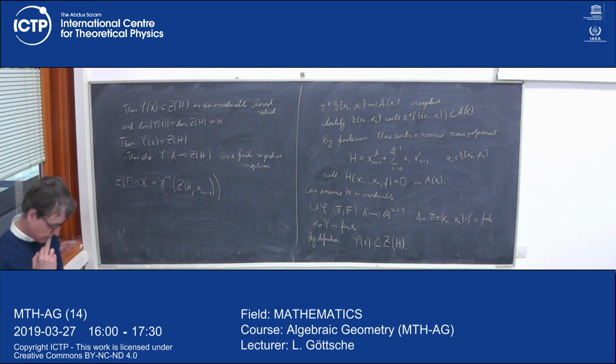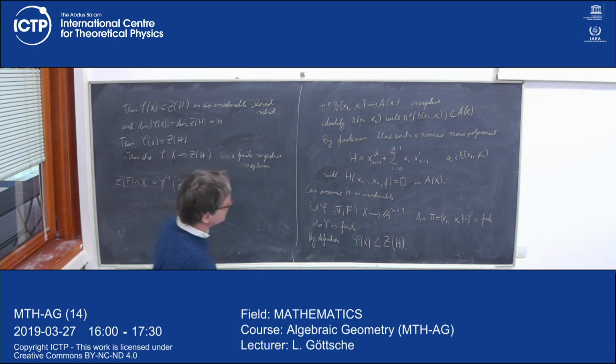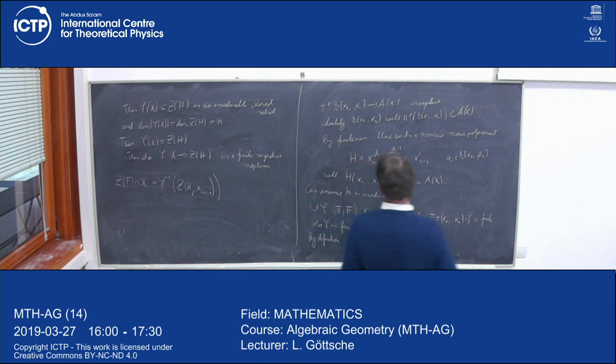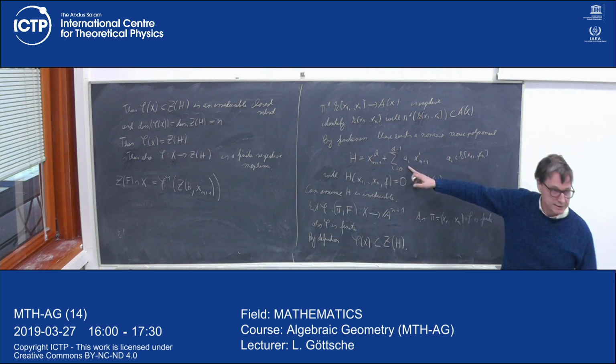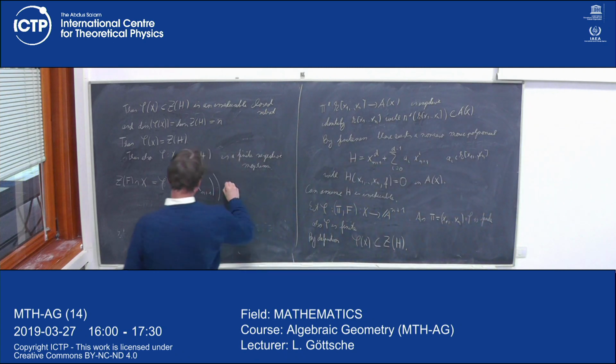Okay, so we have this. But now, if in this equation we put x_{n+1} equal to 0, we just get a_0. So this is the same as phi to the minus 1 of the zero set of a_0 and x_{n+1}.